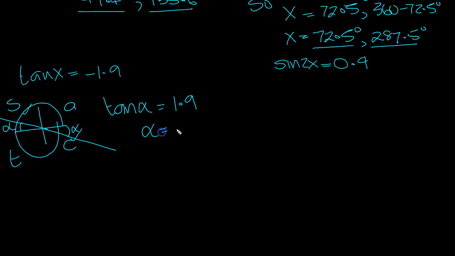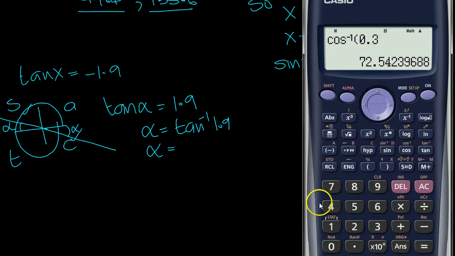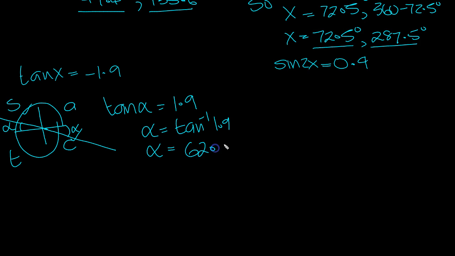Same process every time. Shift tan 1.9 in degrees mode, and we can get that. Shift tan 1.9. 62.24, 62.2 then. So that's alpha. So we can read off x then.